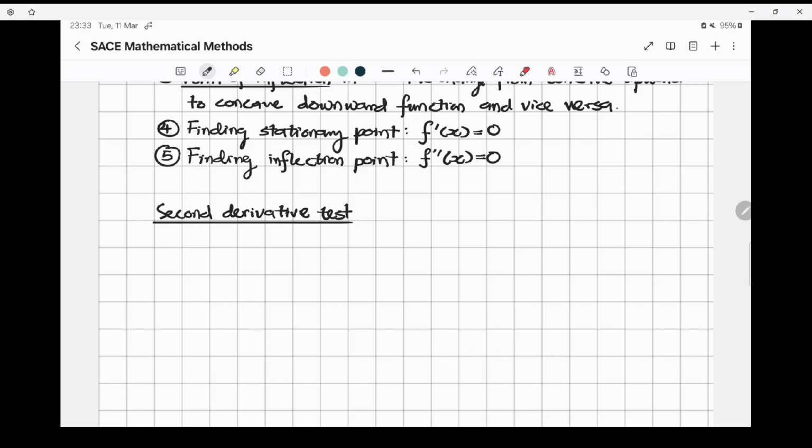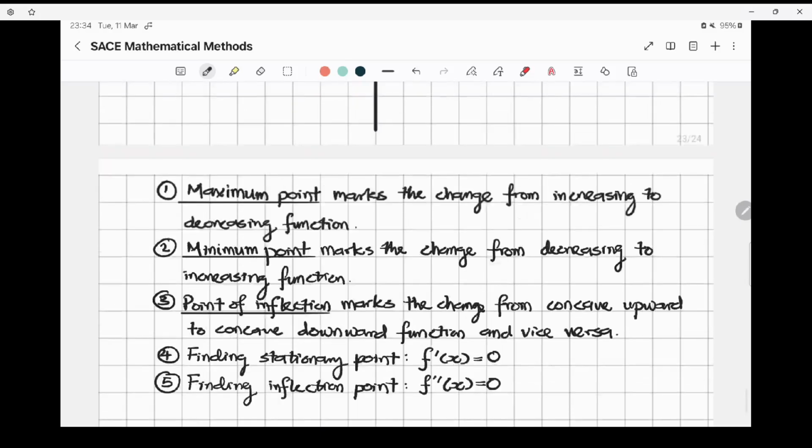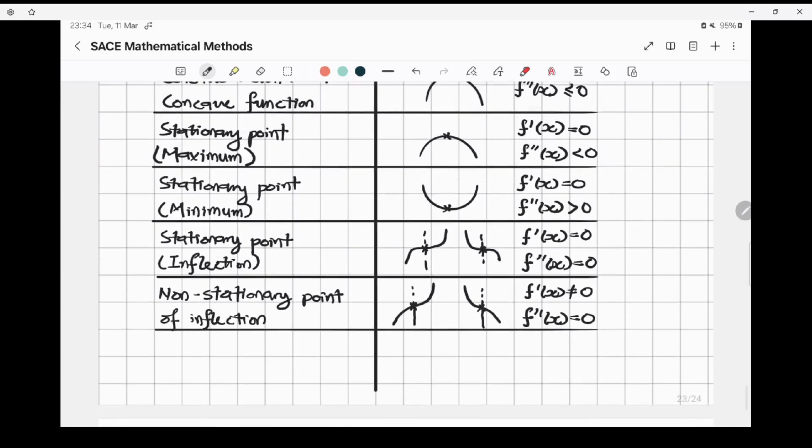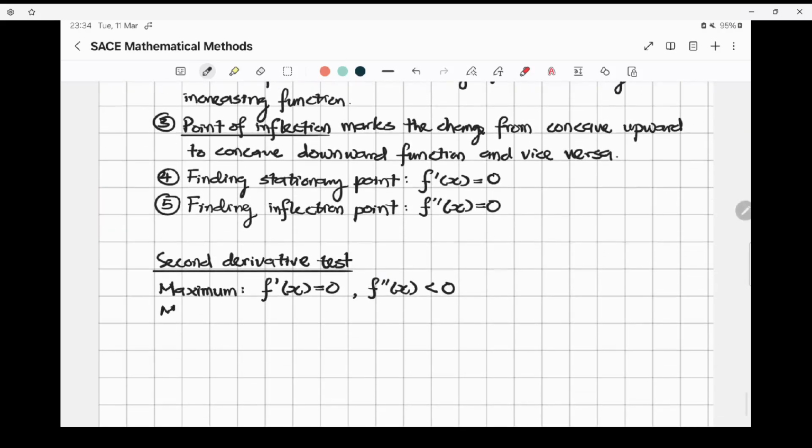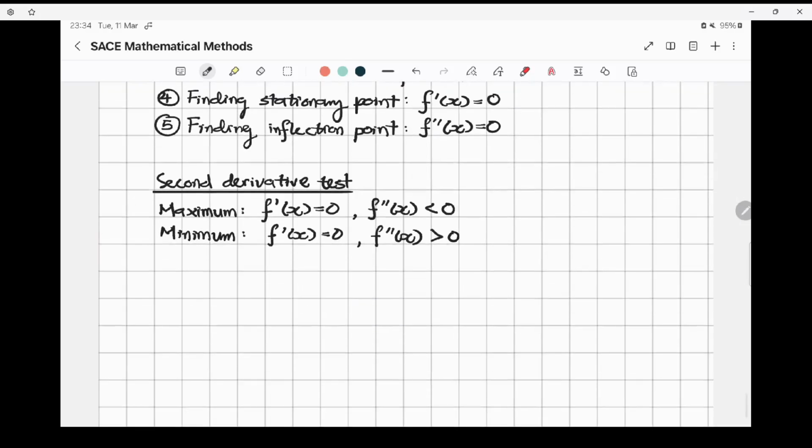So what the second derivative test tells you is that if it is a maximum point, first thing you need to do is to make sure your f prime x equals 0. Second thing, f double prime has to be smaller than 0, as I wrote here. If it is a minimum, you still have f prime equals 0. F double prime will be greater than 0.